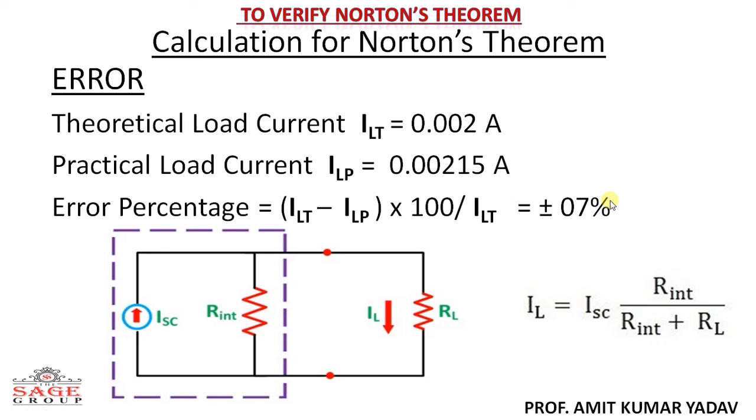The answer is that this error occurs because in the theoretical case we do not consider the internal resistance of the circuit, but in the practical case we consider the internal resistance of the circuit also. And one more thing is that in the practical case we use some measuring instruments and these measuring instruments may have some percentage of error. That's why this 7% error comes between theoretical and practical values.